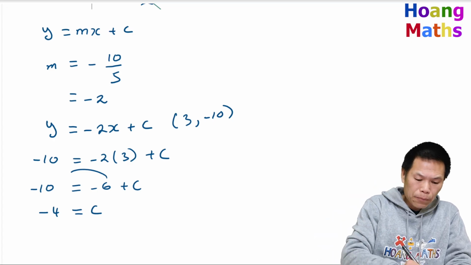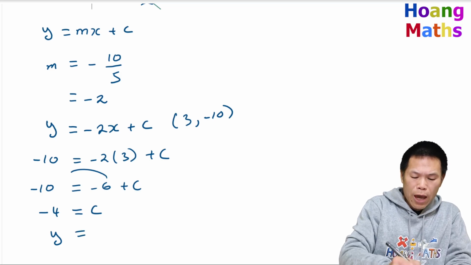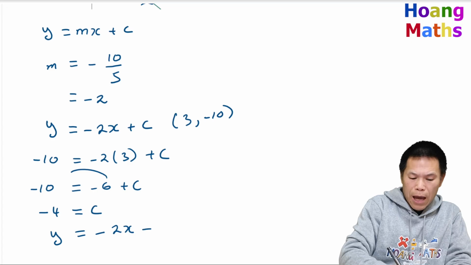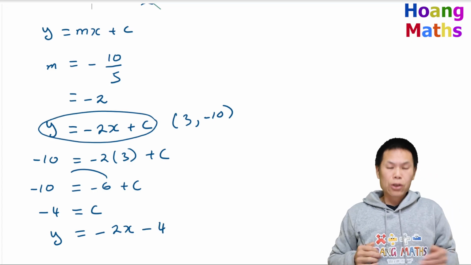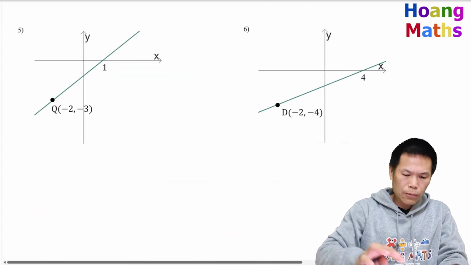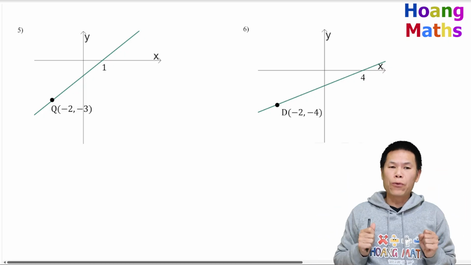So that is y equals mx plus c, so m is negative 2 already. So negative 2x, and then minus 4, which is substituted into these equations. So there you go. Please stop the video and try this one yourself.